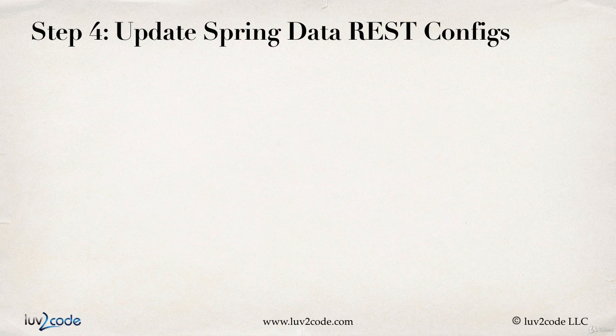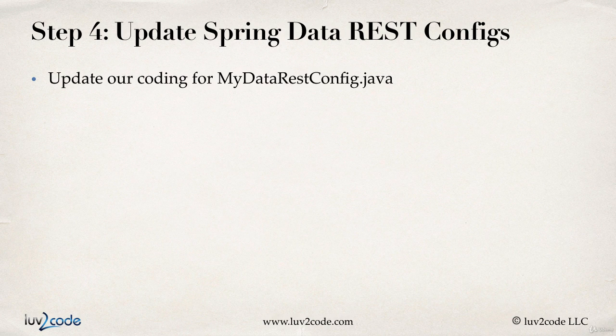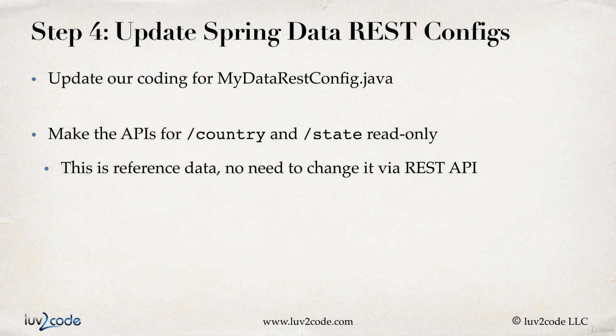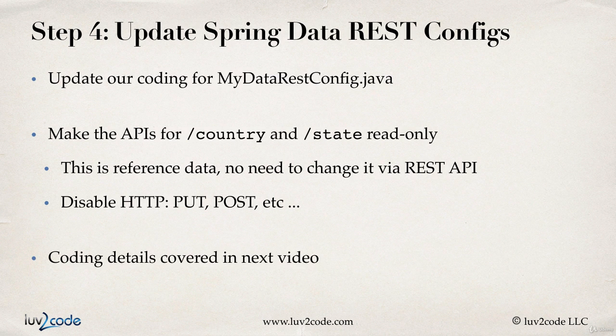Then the last step here is updating the Spring Data REST configs. So we're going to update our coding for our myDataRESTconfig.java. We're going to make the APIs for /country and /state read-only, because this is reference data. There's no real need to change it via the REST API. So we'll simply disable the HTTP methods for put, post, etc. I'll actually get into the coding details of this in the next video, so it'll be easier for us to just walk through the code in our IDE.